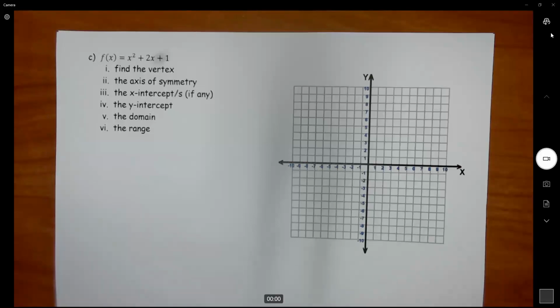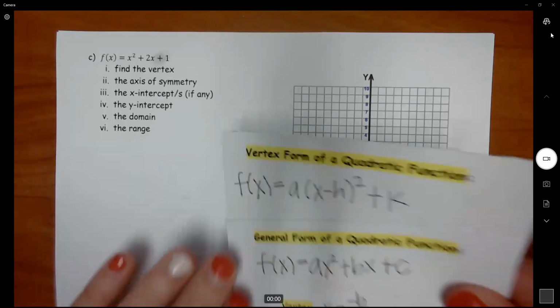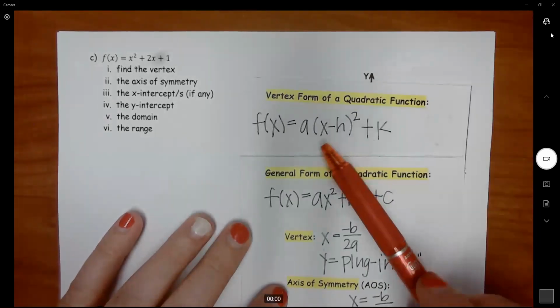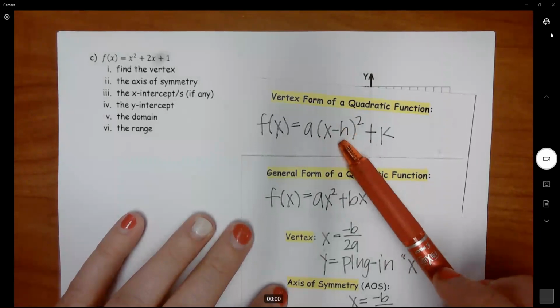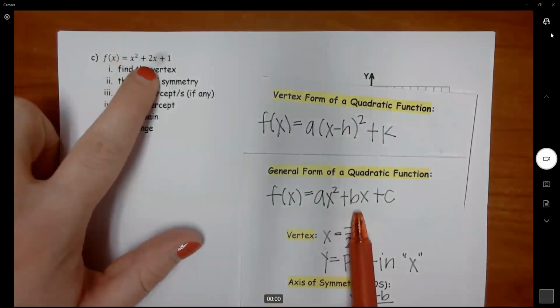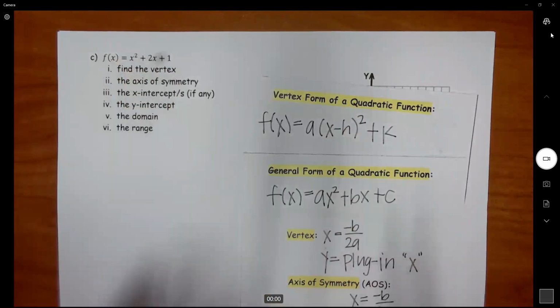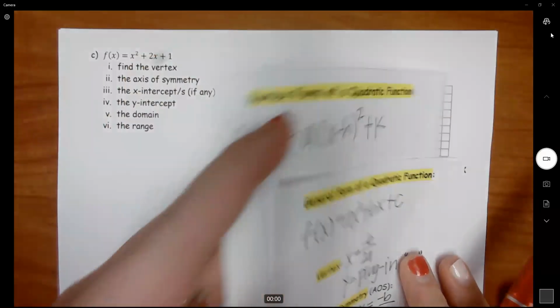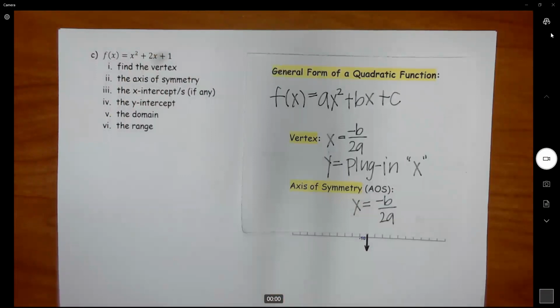In this video, we're going to graph quadratic functions that are in general form, or what I would call standard form. And so again, here are my two forms. I can tell that this is not vertex form because it doesn't have parentheses. It's got just here's your ax squared plus bx plus c. You've got no grouping. Okay, so we are using this now.